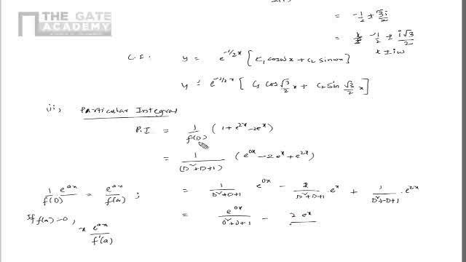For the second term, in place of D put 1: 1 square plus 1 plus 1. For the third term, in place of D put 2: 2 square plus 2 plus 1, that is 4 plus 2 plus 1, which is 7. So it will be 1, minus 2 e power x by 3, plus e power 2x by 7. So what we got here is 1 minus 2 by 3 e power x plus e power 2x by 7.